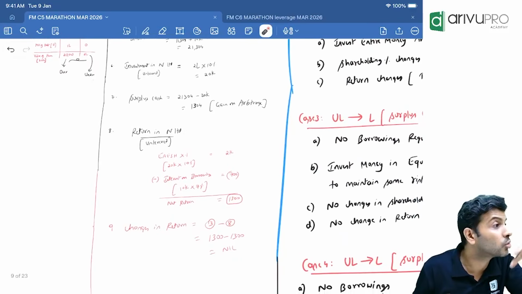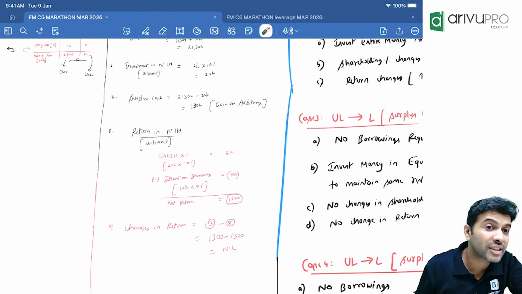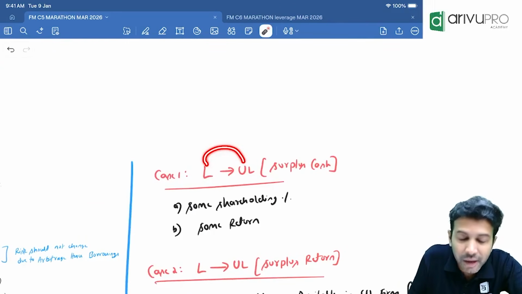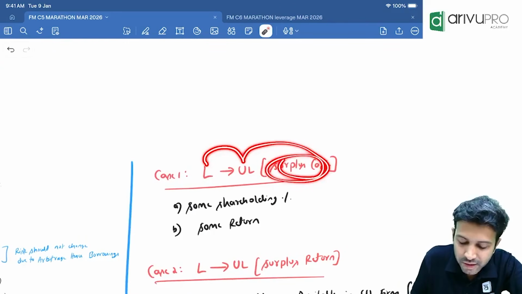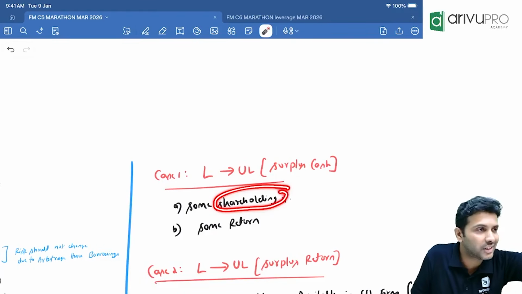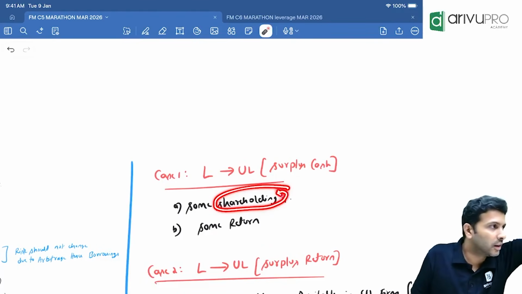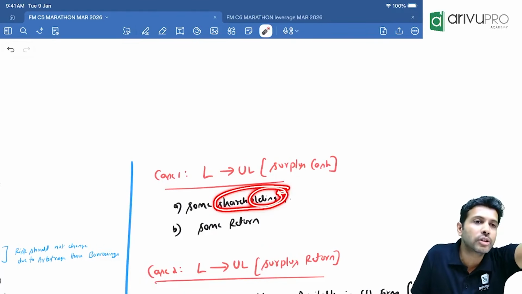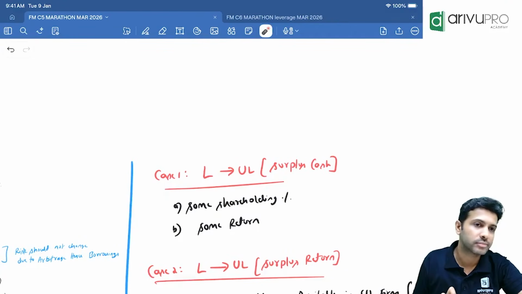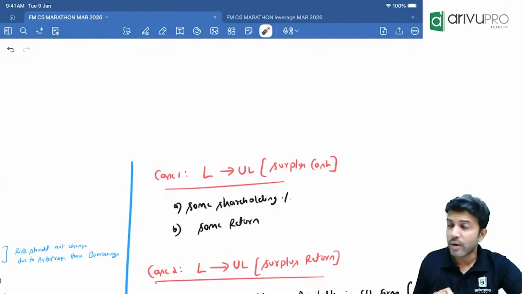Okay, sir. Which approach is this? Surplus cash approach. I have written the synopsis over here. In the first case, you are shifting from a levered to an unlevered firm. In the surplus cash approach, will the shareholding percentage change or stay the same? Earlier if you hold 10%, now also 10%. Will the return change? Same.